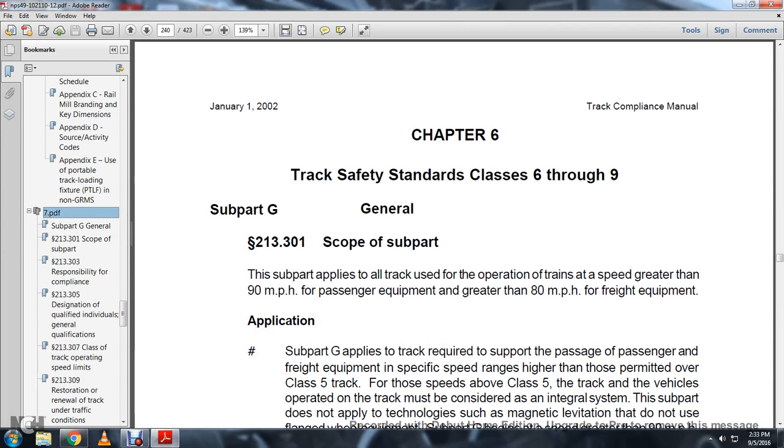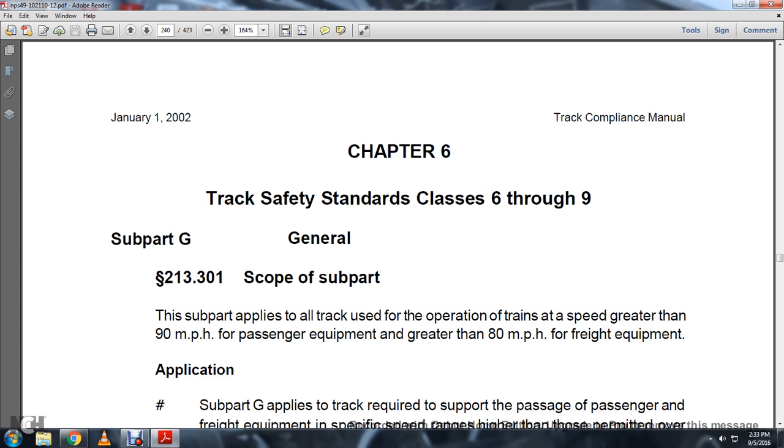Alright, starting Chapter 6, Track Safety Standards Class 6 through 9. Subpart G, General. 213.301, Scope of the Subpart. The Subpart applies to all the track used for operation of trains at speeds greater than 90 miles an hour for passenger equipment, and greater than 80 miles an hour for freight equipment.